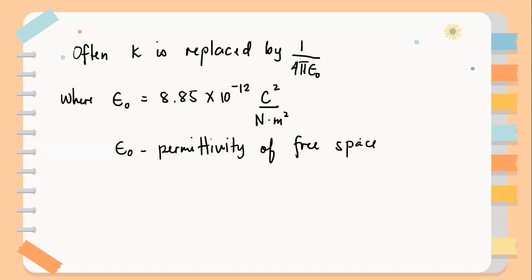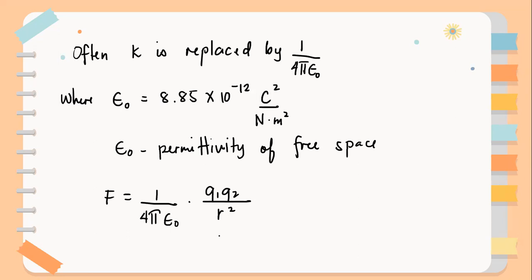In terms of permittivity, Coulomb's law for vacuum becomes F is equal to 1 over 4 pi epsilon naught times Q1 Q2 over r squared.